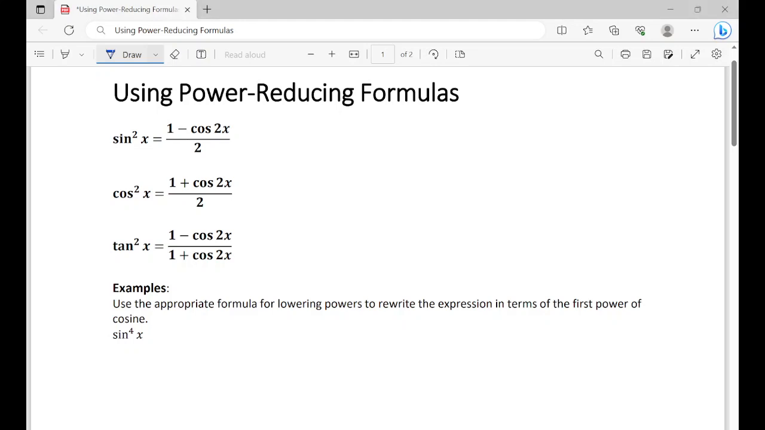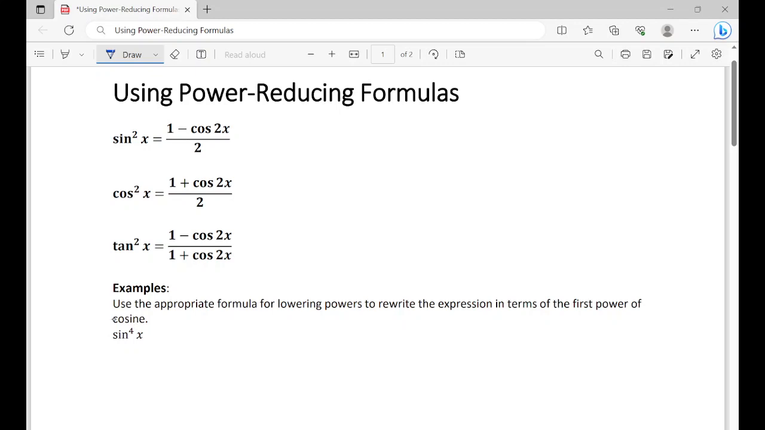In this video, I'm going to be showing a couple examples of how to do the power reducing formulas. These three are the power reducing formulas, but I'm only going to be focusing on these two for this video. So first I have sine to the fourth x. Now, none of these formulas actually match this at all, but sine squared x is pretty close.